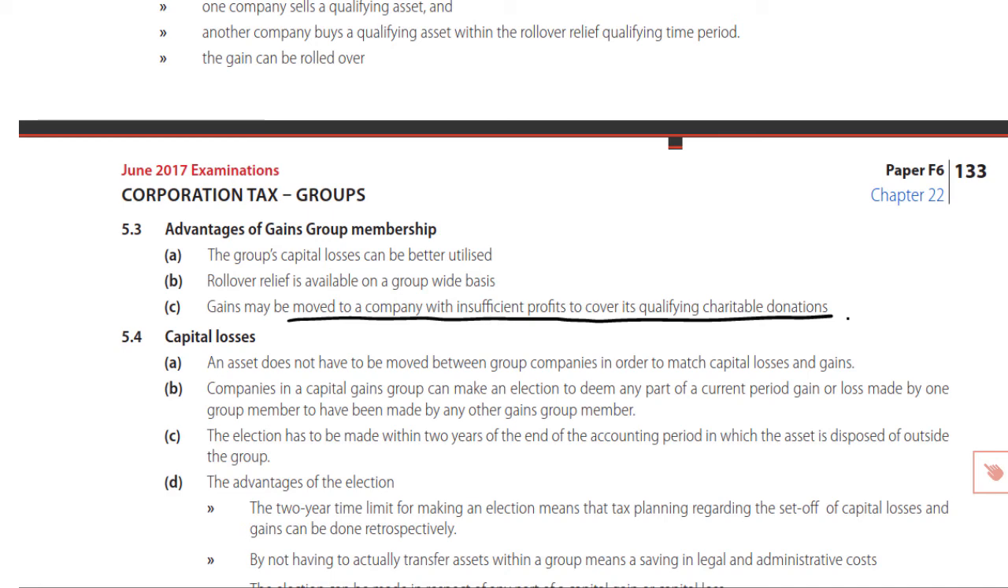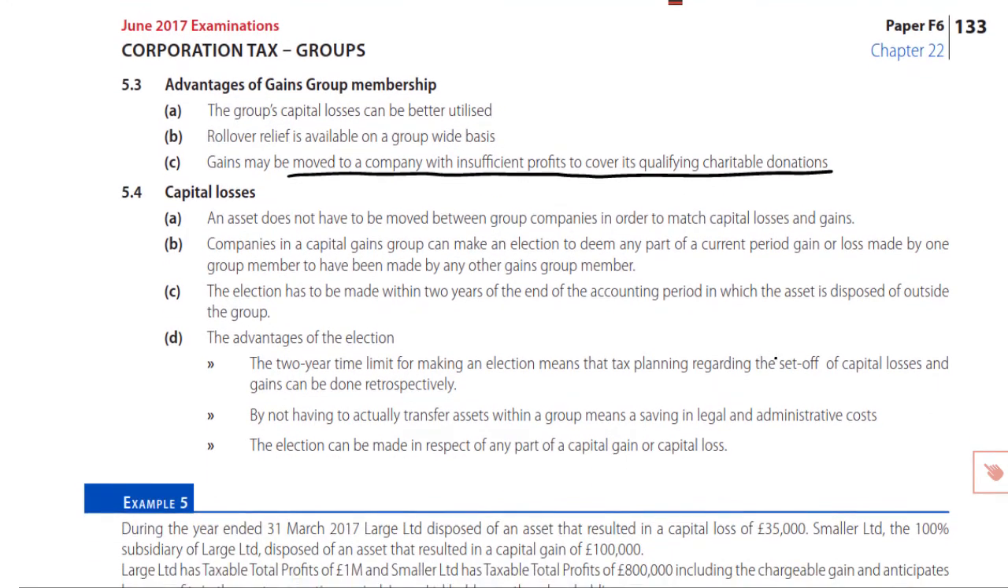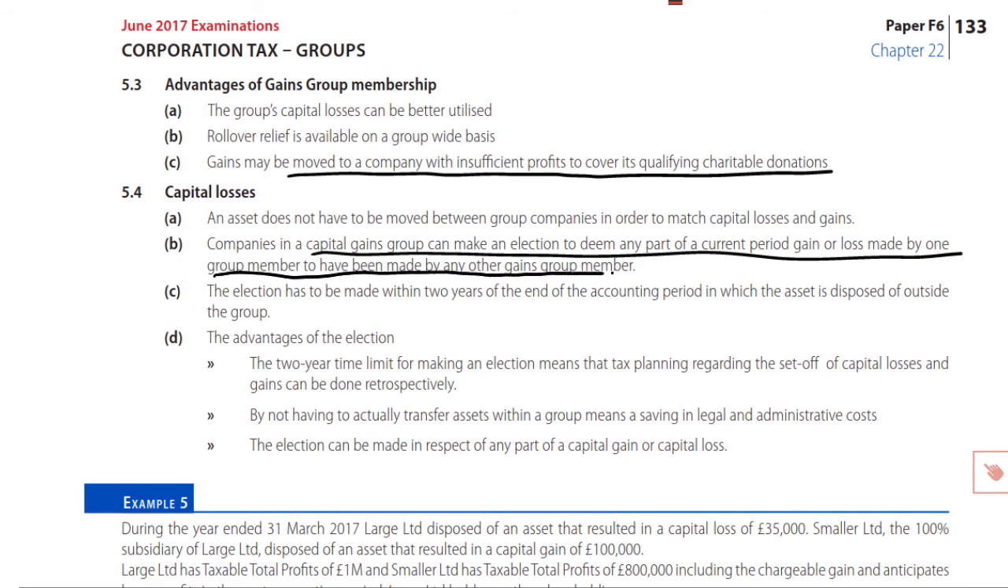Capital losses. An asset does not have to be moved between group companies in order to match losses against gains. We can let each and every company make its own gains or losses and then move those gains or losses around at will, not just in total, but in part. Companies in a capital gains group can make the election to deem any part of a current period gain or current period loss made by one group member to have been made by any other gains group member. Plenty of time to make it: within 2 years of the end of the accounting period in which the asset is disposed of outside the group.